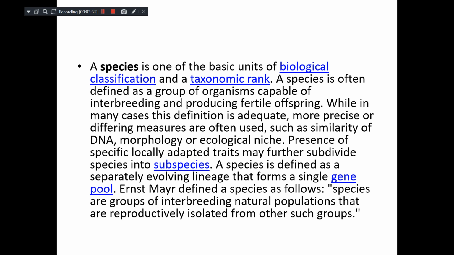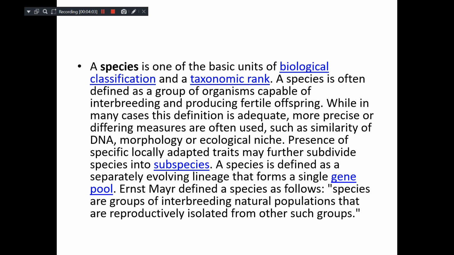There are so many methods and ways of understanding the species and even defining the species. One most common definition we can say is that a species is a group of organisms, either plant or animal, but it should be a group of organisms which are capable of interbreeding. Not only interbreeding, but they should be able to produce fertile offspring.